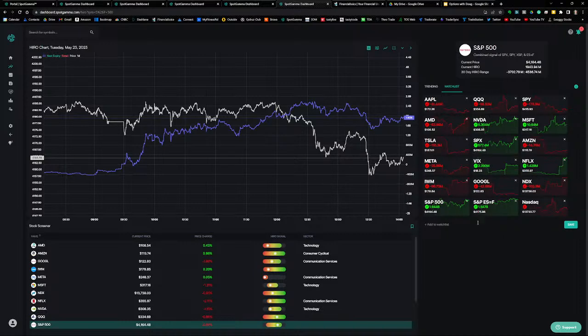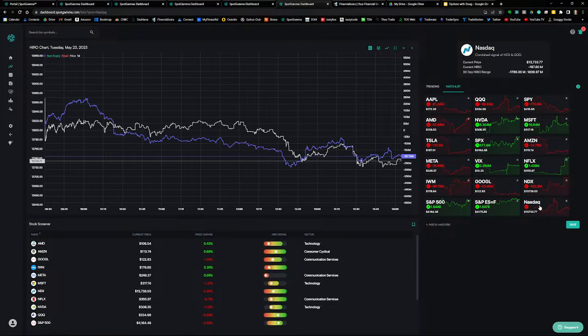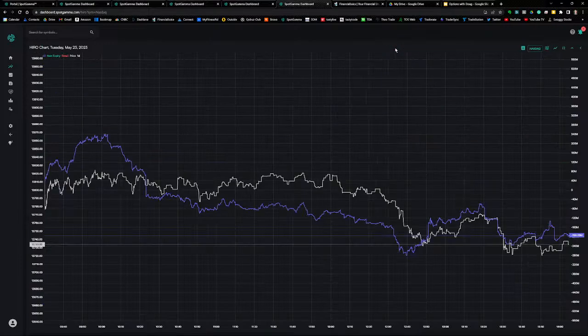All right, let's take a look at NASDAQ now. So this is similar to the S&P 500, showing a combined signal of NDX and QQQ. So let's zoom in on this. And there's, I think, more clarity here.